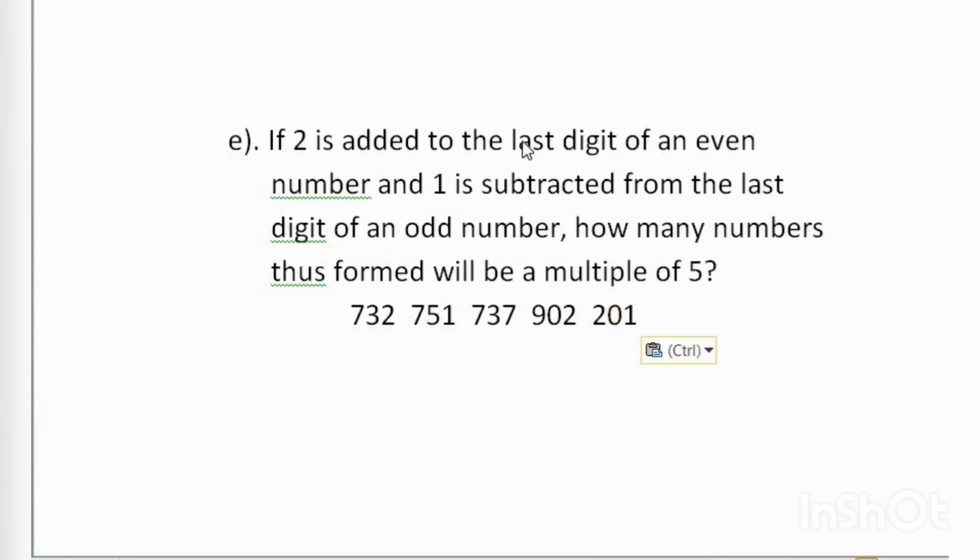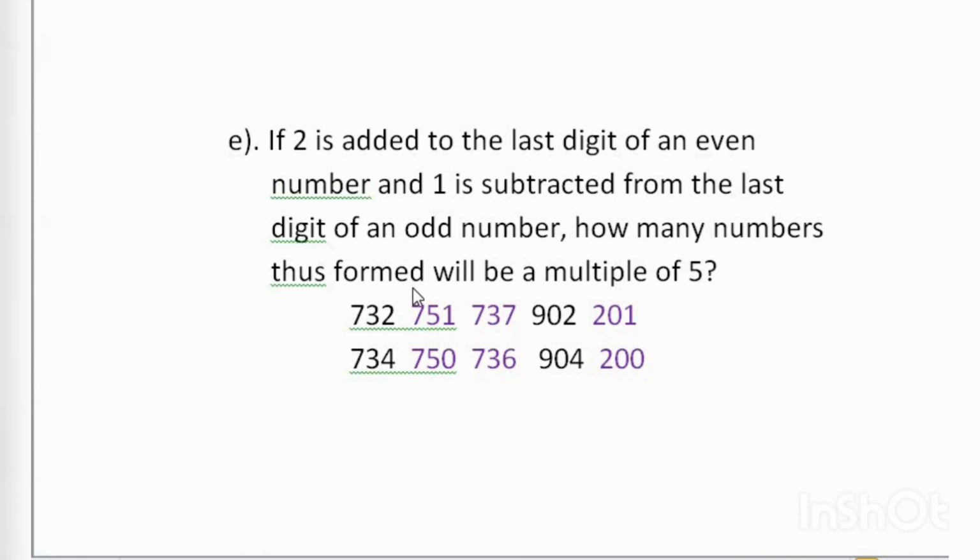Now the last question, if 2 is added to the last digit of an even number and 1 is subtracted from the last digit of an odd number, how many numbers thus formed will be a multiple of 5? So here the odd numbers are 751, 737 and 201. 902 and 732 are the even numbers. Now we are adding 2 to the last digit of these two even numbers. So that 732 becomes 734 and 902 becomes 904. And 1 is subtracted from the last digit of these three odd numbers. So that 751 becomes 750, 737 becomes 736 and 201 becomes 200.